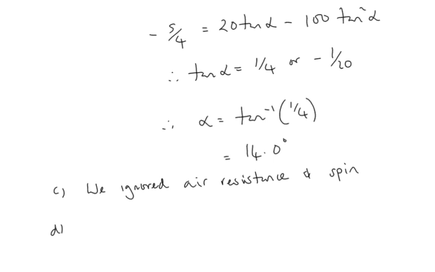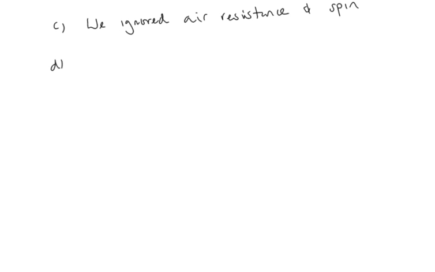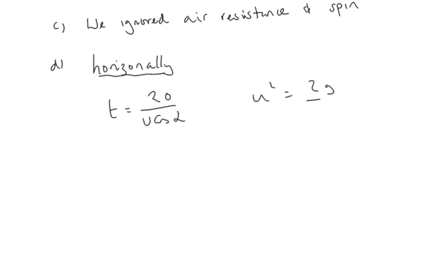And part D, find the time taken for the ball to travel from A to T. Well, horizontally, we know that T is 20 over u cos alpha, and u squared is 2g over sine squared alpha from previously. So that means that u squared is 334.9. We have all of those values, so therefore u is 18.3 meters per second.